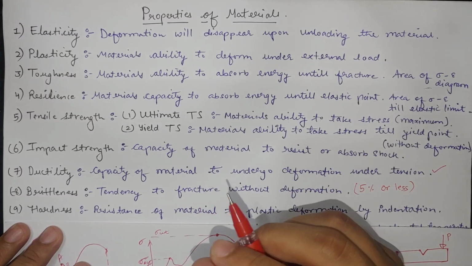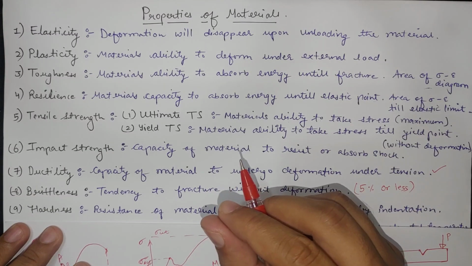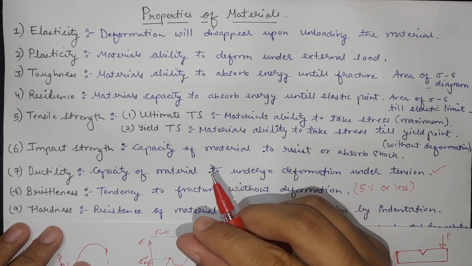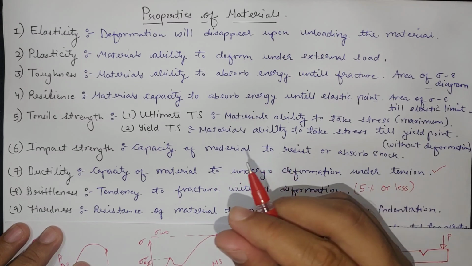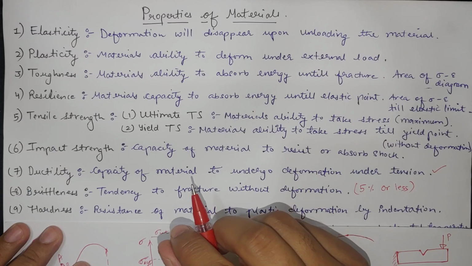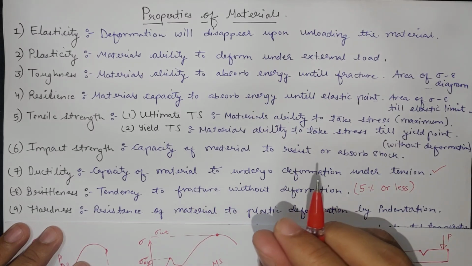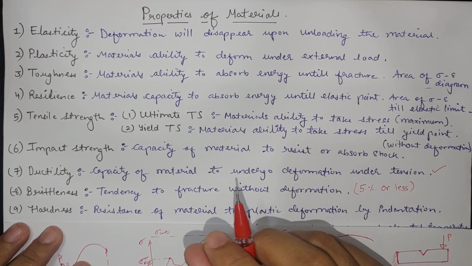Like glass has 1500 Brinell hardness number, and aluminium has somewhere around 75 Brinell hardness number. So glass is harder than aluminium.